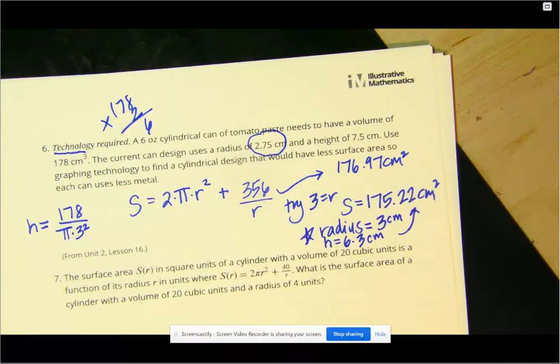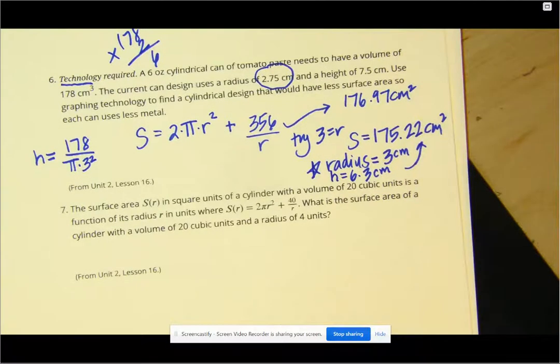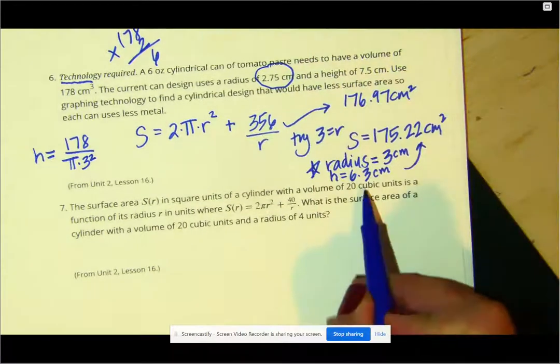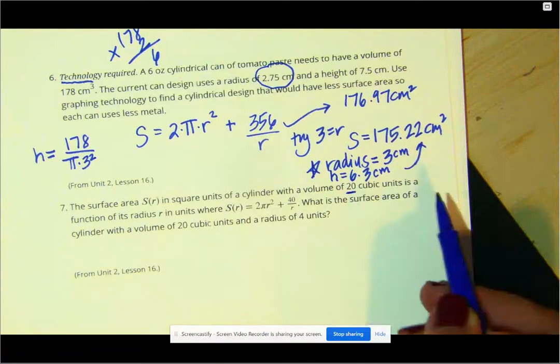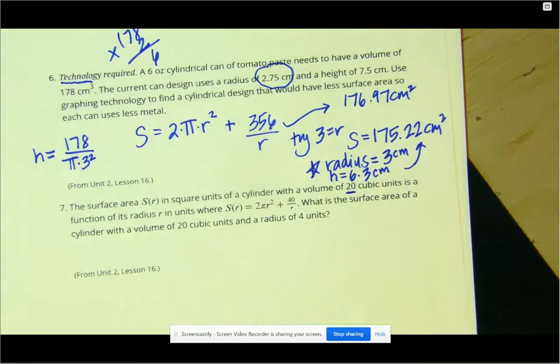All right, last question. The surface area S of R in square units of a cylinder with a volume of 20 cubic units is a function of its radius R in units, where S of R is equal to 2 pi R squared plus 40 over R. So there's that equation again, right? Now look, when the volume is 20, it ends up being double the volume over the radius. I'm hoping you're starting to see that as a pattern.